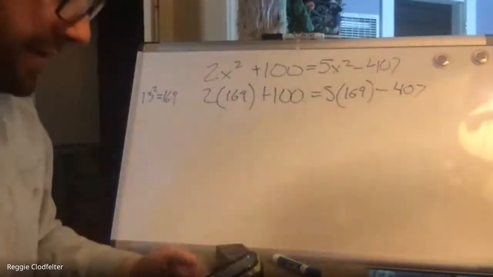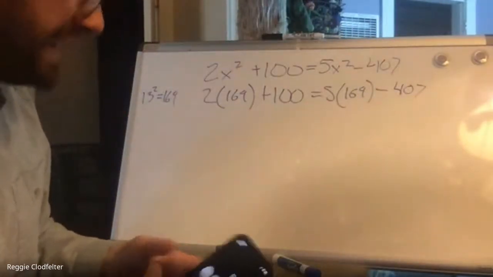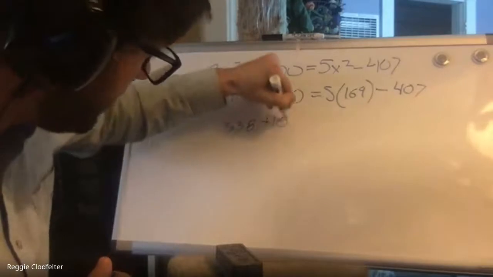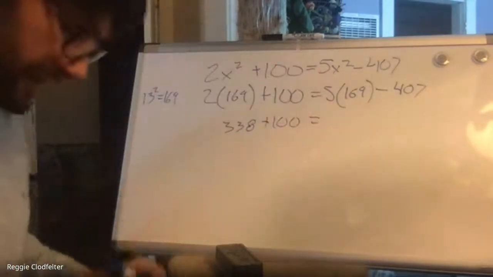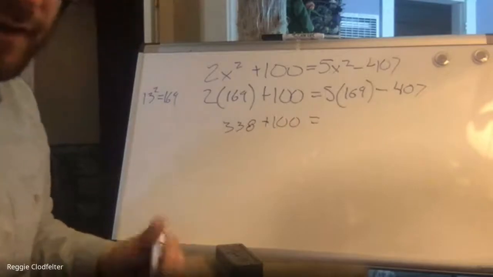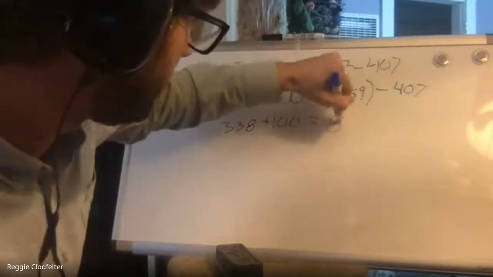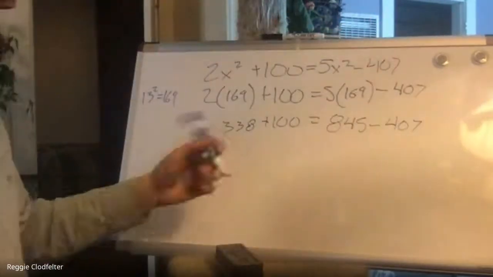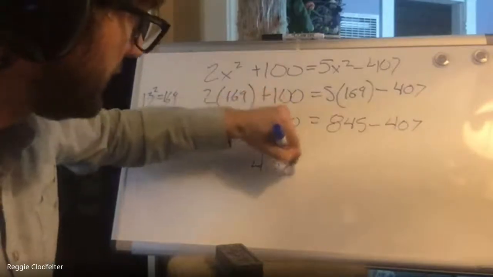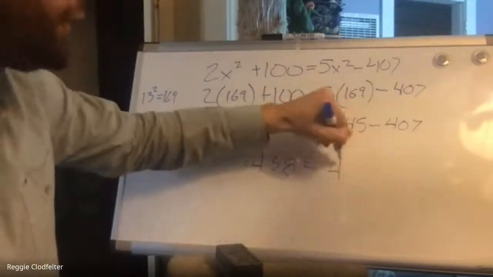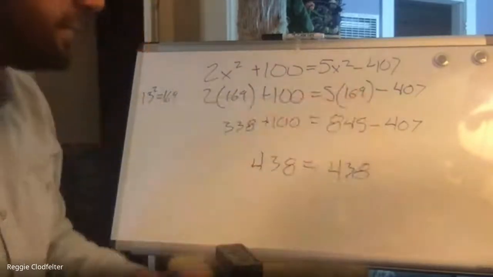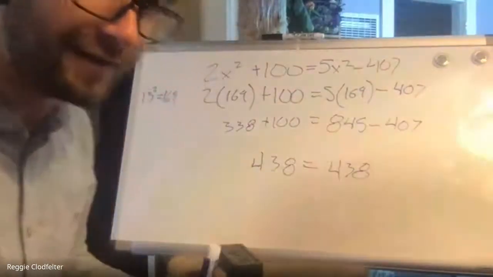So let's now see how we do that. 2 times 169 equals 338. 338 plus 100 should equal, what's 5 times 169? 845 minus 407. So here I have 438 equals 438. What does that mean? That means we solved it correctly. It means we solved it correctly.